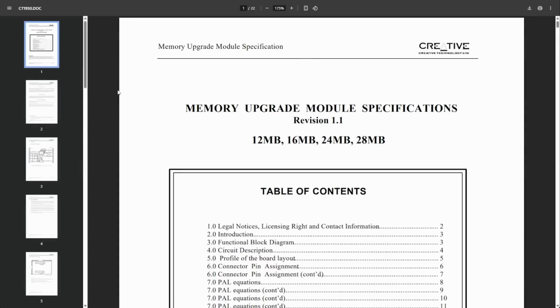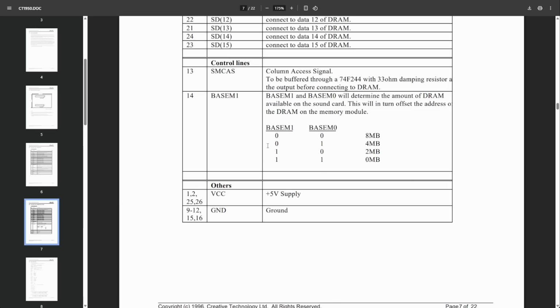So here is the memory upgrade module specification from Creative. You can find this online, but I'm looking for something very specific right now. And here are the two signals listed with different configurations. In essence, it means when both of the signals are high, I believe this is 5 volts, that means the sound card has 0 megabytes on board. If base M1 is high and the other one is low, we have 2 megabytes.